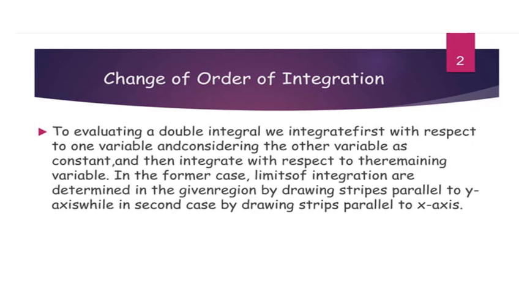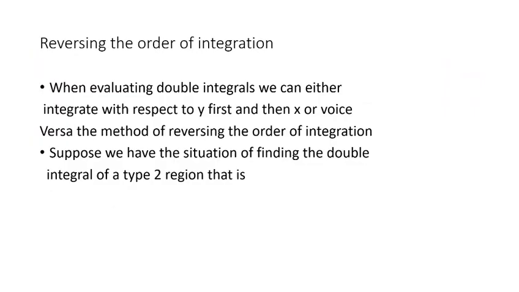Changing the order of integration. To evaluate a double integral, we integrate first with respect to one variable, considering the other variable as constant, and then integrate with respect to the remaining variable. In the former case, limits of integration are determined in the given region by drawing strips parallel to the y-axis, while in the second case by drawing strips parallel to the x-axis.